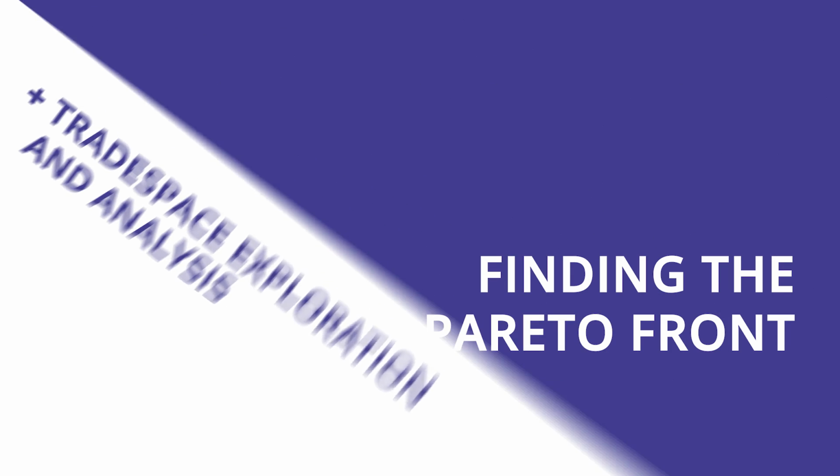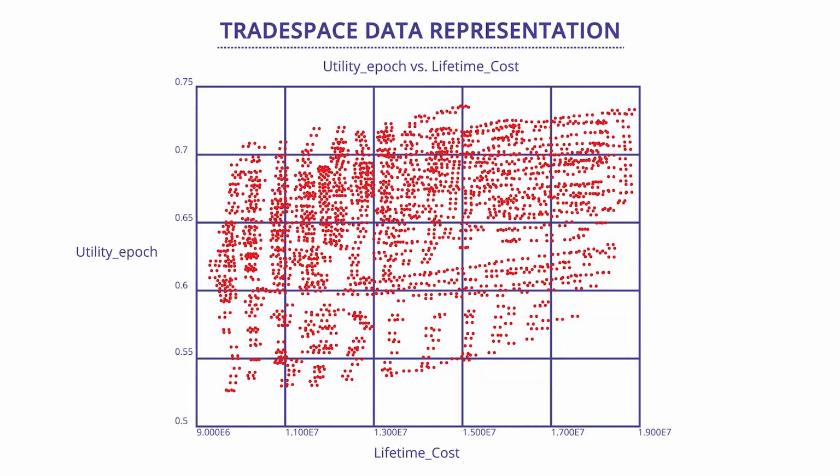In this segment, we're going to talk about finding the Pareto front. Returning to our canonical trade space representation of a top-level benefit versus cost scatter plot, the most salient feature in such a representation is the shape of the cloud of points. The key feature to focus on is the boundary of minimum cost and highest benefit. This represents the set of objectives that we most care about.